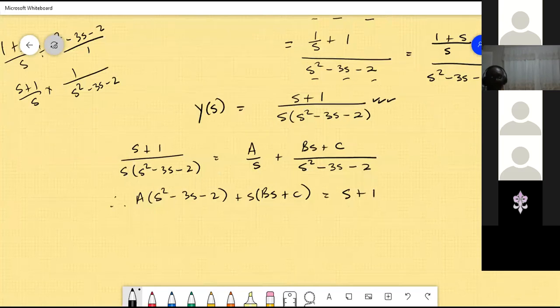So let s be equal to 0. You get minus 2A equal 1. Every s is 0, 0 minus 2, everything else is 0. So A is equal to negative 1.